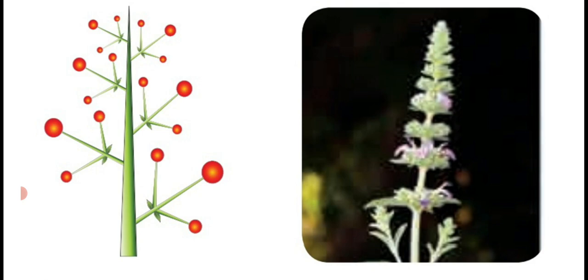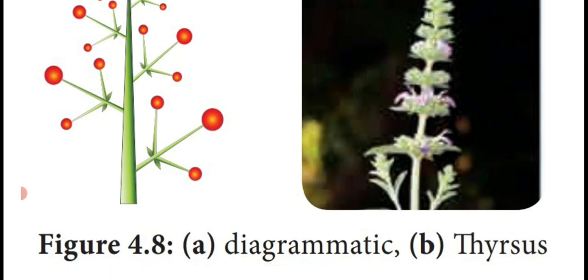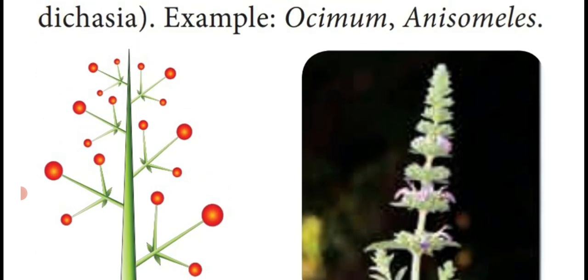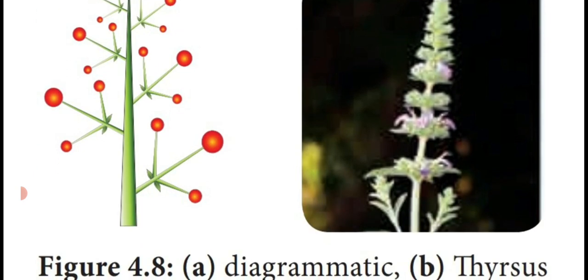So both raceme arrangement as well as cyme arrangement present in the inflorescence type is known as mixed. The type of the mixed is thyrsus. Example is Ocimum. See, the second diagram is the example of thyrsus, that is Ocimum.